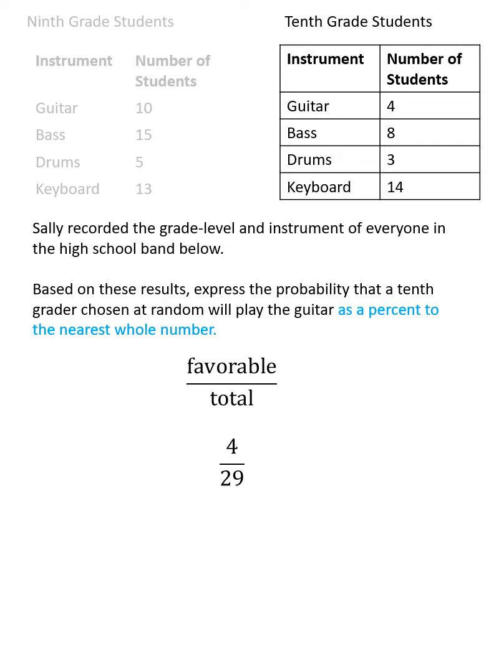So what you should do at this point is reach for a calculator, type 4 divided by 29, and it'll give you a decimal. That's not a percent, that's a decimal. To convert that to a percent, we can move the decimal 2 spaces over, an old trick from elementary school, and that is a valid answer except for the fact that they're asking it to the nearest whole number. So 13.79 rounded to the nearest whole number is of course 14, and therefore 14% is the final answer to this question.